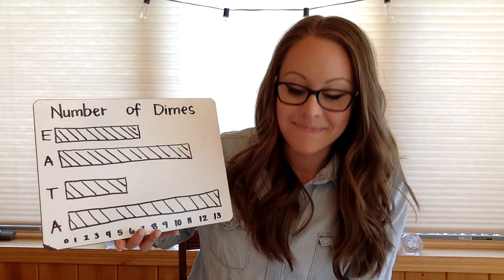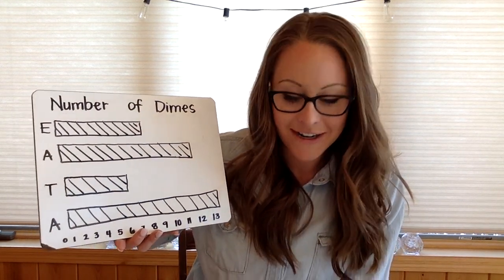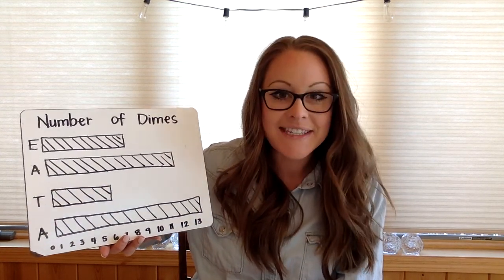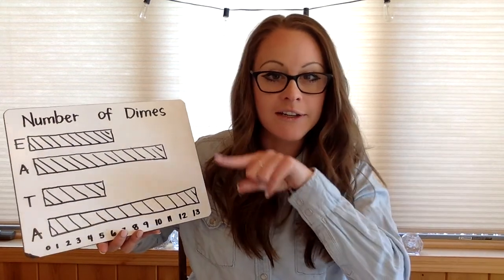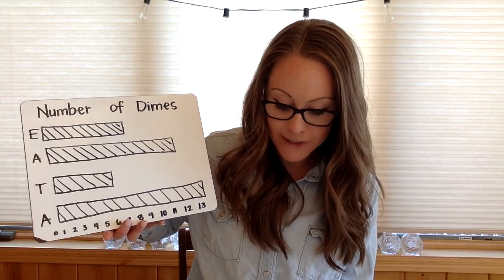21 minus 6 equals 15. Nice work. You can write that down in letter B. And then letter C, it says circle. So you're going to actually circle one of these. Circle the pair with more dimes.